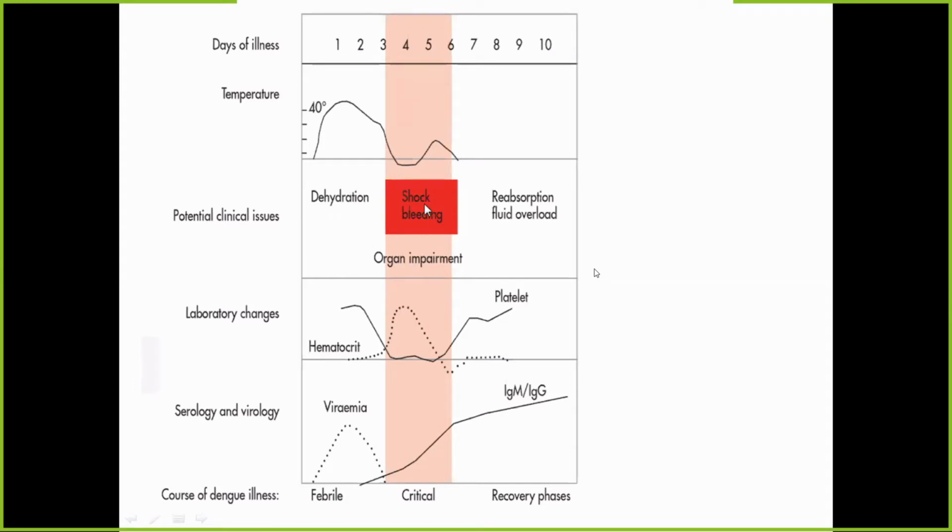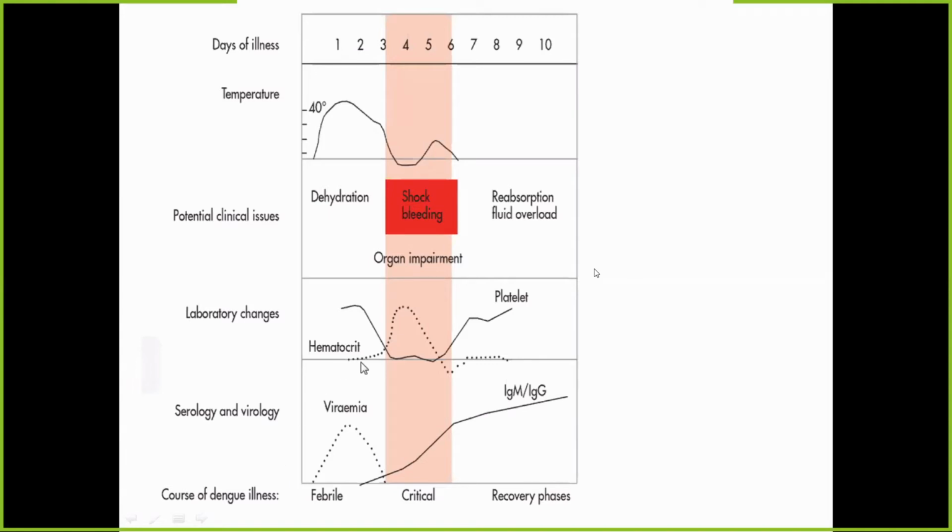In the critical phase, there is severe capillary leak, so there's risk of shock, and there's also mild DIC and thrombocytopenia, so there is risk of bleeding also, right? And there is also risk of severe organ impairment in the critical phase. Then in the recovery phase, there is reabsorption, so there is risk of fluid overload if we don't decrease the fluid. So in the recovery phase, decreasing fluid is equally important.